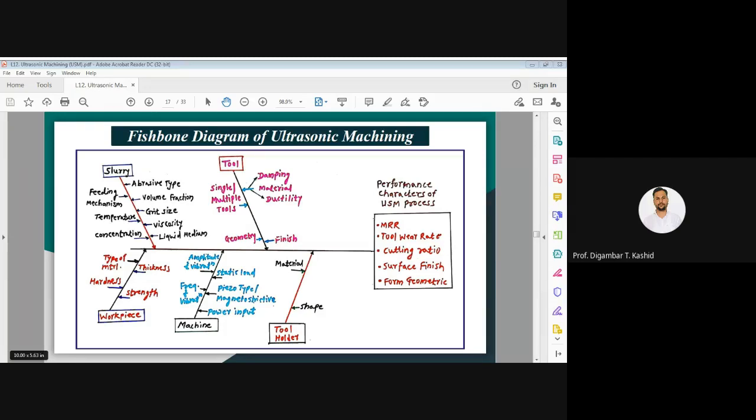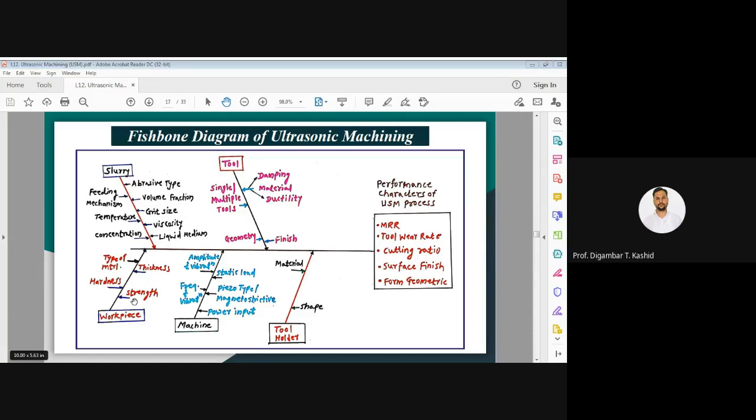Then again, the thickness of the workpiece and the strength of the workpiece material will also affect the performance of the ultrasonic machining. Because of that I have written here, you can see the arrow I have given. Hardness, and you can see the strength, and the thickness of the workpiece. So that I have written. So this was about the workpiece.